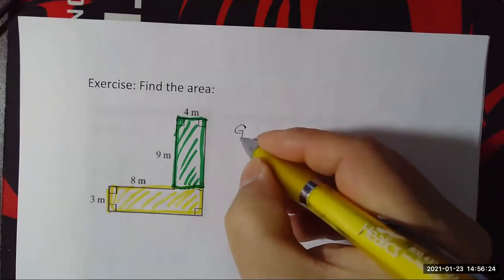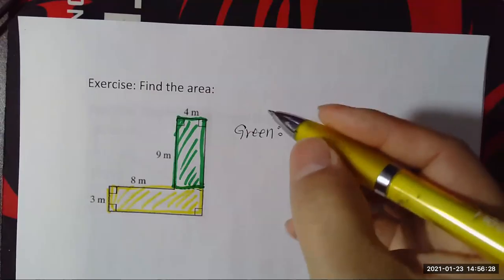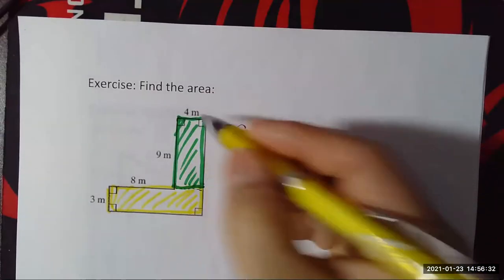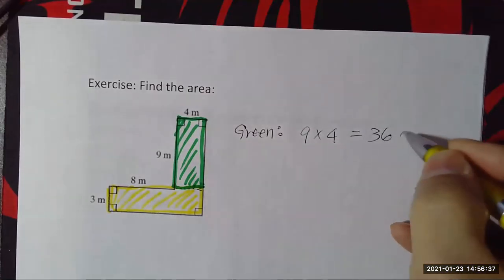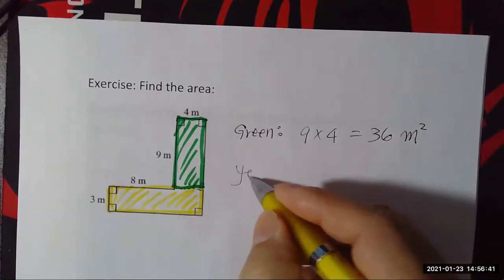So the green one, length times width, right? For rectangle area, length times width. Length is 9, width is 4. So that's 9 times 4, 36 square meters, okay, unit. Now let's look at the yellow one.